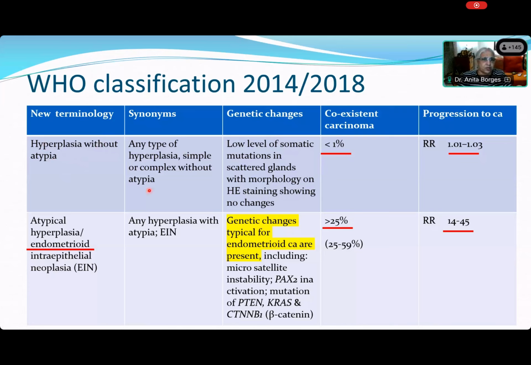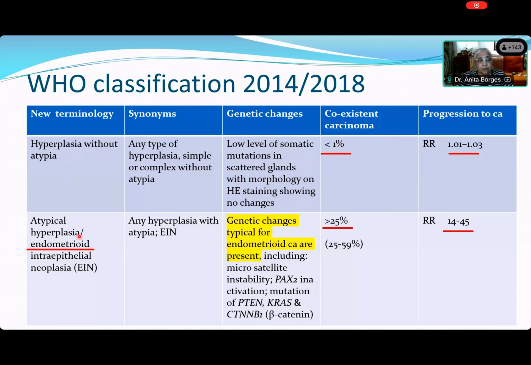There are all kinds of synonyms that have been given. Are there any genetic changes? There are very low levels of somatic mutations in scattered glands, and I think the morphology on H&E staining shows no specific changes in the areas with the genetic change, if there is any. Can there be coexistent carcinoma? Yes, there can. And by carcinoma, what do we mean? Not atypical hyperplasia or endometrial intraepithelial neoplasia. It means carcinoma that is invading the myometrium. So you need to see myometrial invasion to call something a carcinoma. So there is a very, very low incidence of coexistent carcinoma.